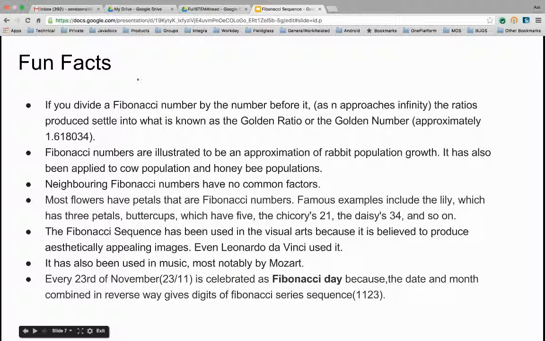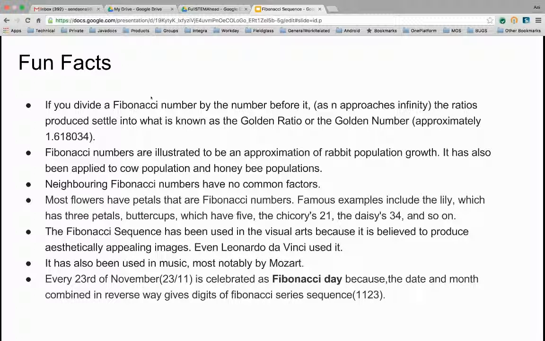Fun facts. Did you know if you divide a Fibonacci number by the number before it, as n approaches infinity, the ratios produced settle into what's known as the golden ratio, or the golden number, approximately 1.618034. Fibonacci numbers are illustrated to be an approximation of rabbit growth population. Isn't that cool? It has also been applied to cow population and honeybee population. Neighboring Fibonacci numbers have no common factors.